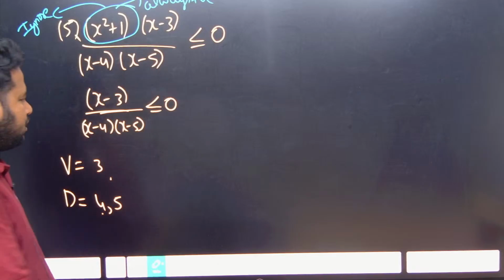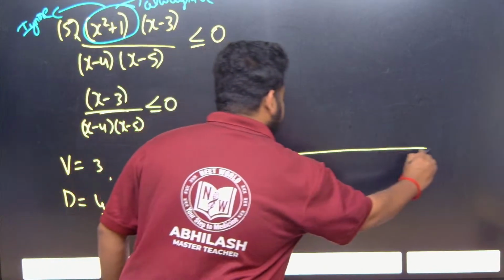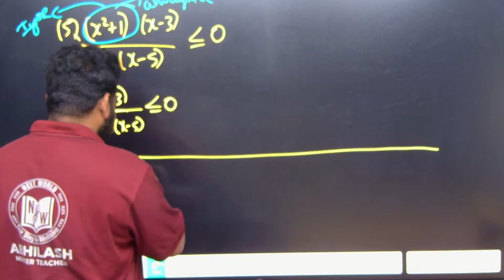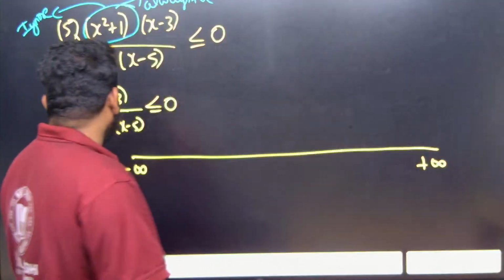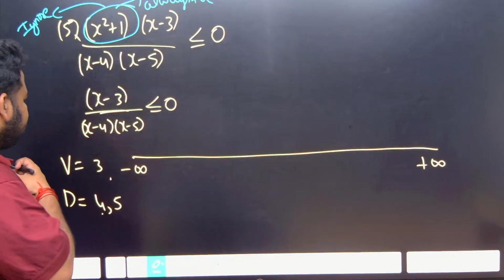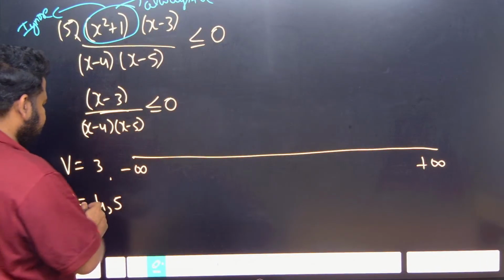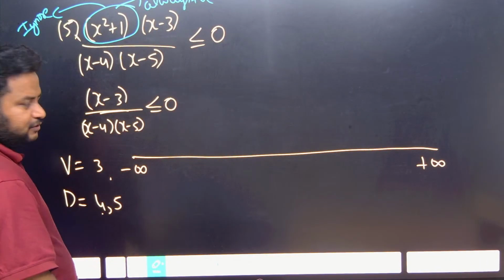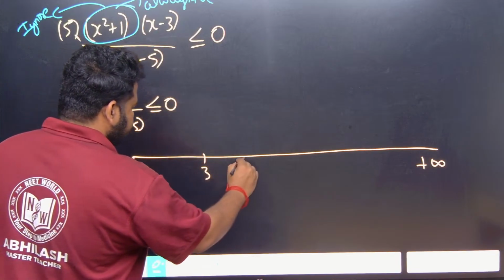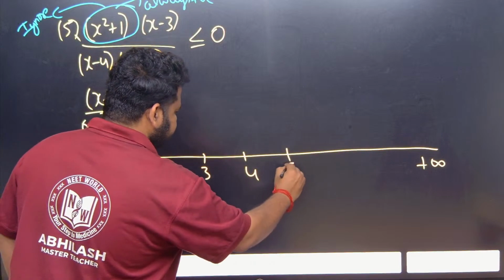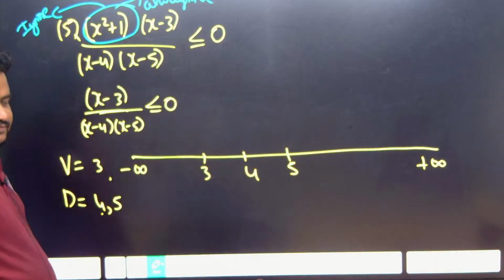Now we will apply the Wavy Curve method. We will take the real line. This is minus infinity, plus infinity. Let us write down the values. We are having 3, 4, 5 as the values. We have to write it in ascending order. This will become 3, 4 and 5. Okay, these are the values that we are having.